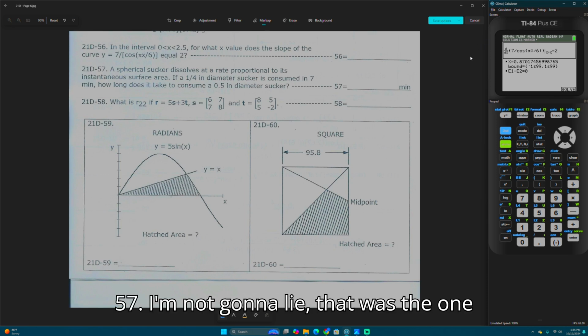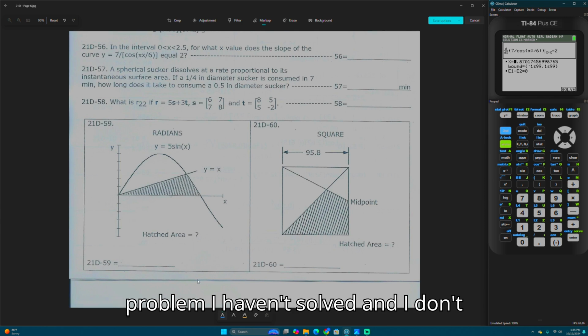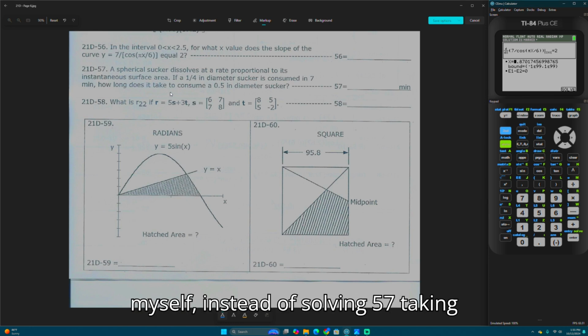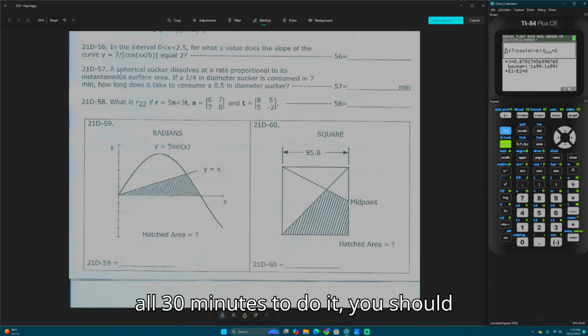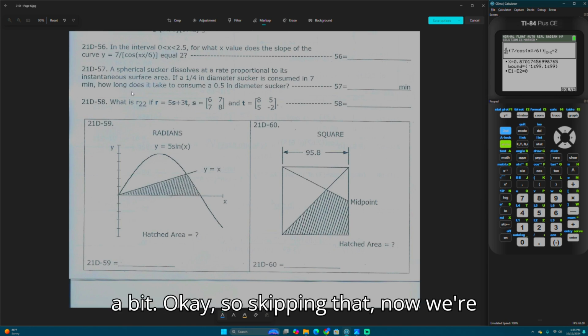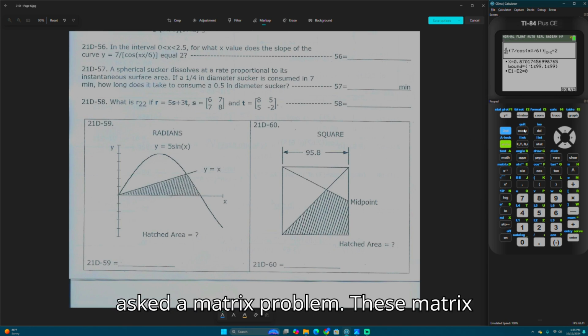It's now 57. I'm not going to lie, that was the one problem I haven't solved, and I don't think I will. For most of y'all, even myself, instead of taking the whole 30 minutes to solve 57, you should probably do some other problems, some easier ones, which I'll show you in a bit. Okay, so skipping that, now we're asked a matrix problem.